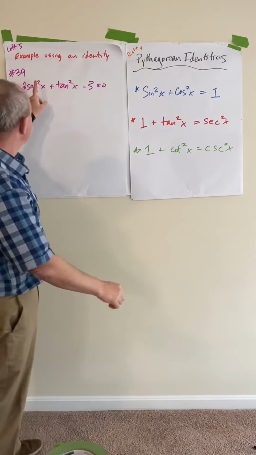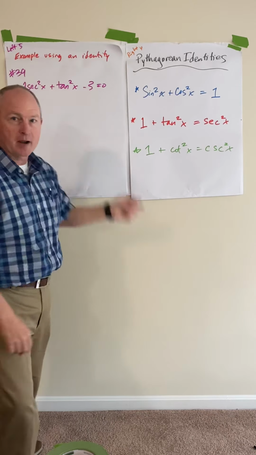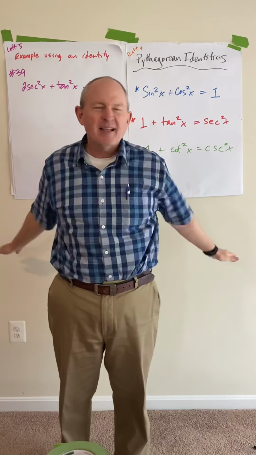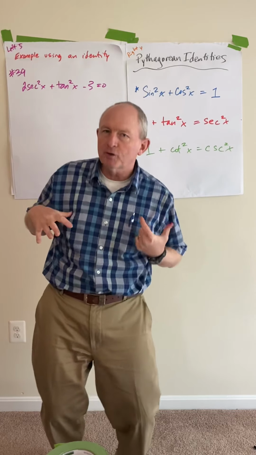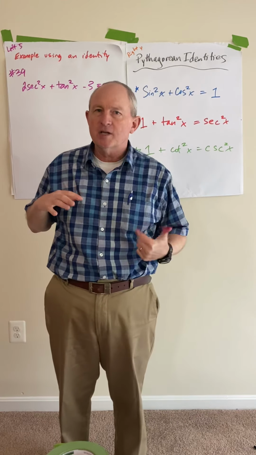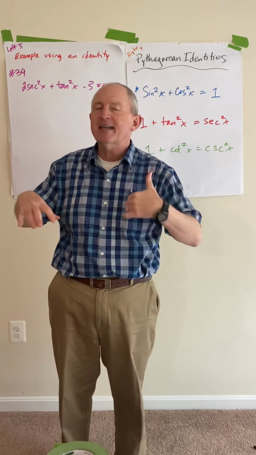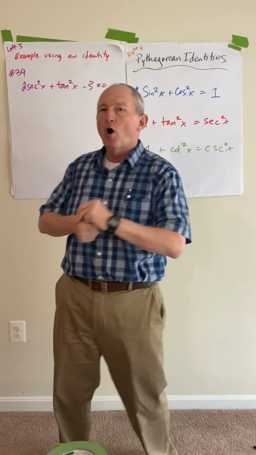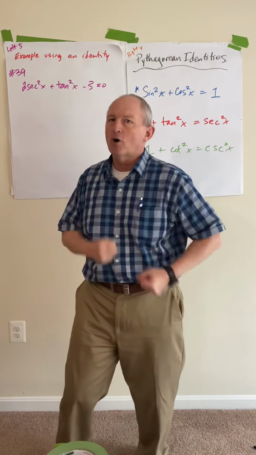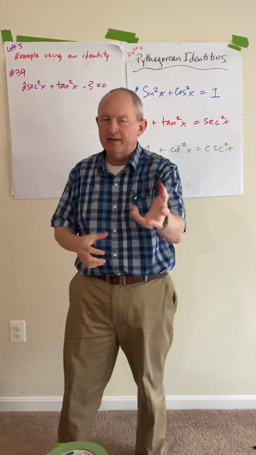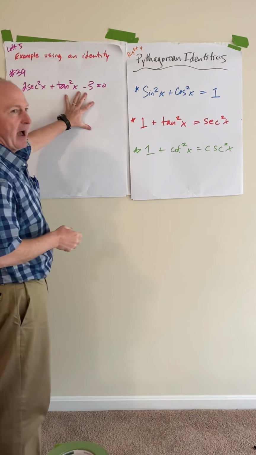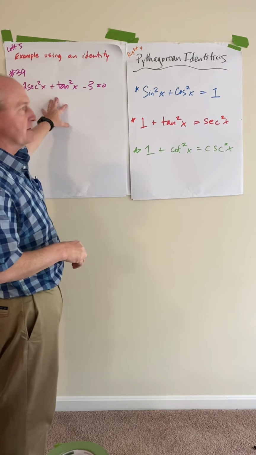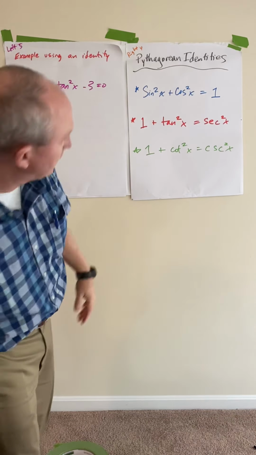Now, we have both secant squared and tangent squared in the same problem, and that's no good. I don't want to go too far with having multiple trig ratios in the same problem. I want to get it all back to either all sines or all cosines or all tangents or all secants. You get the idea. So right now I've got to think, what can I do to this to get either all secants or all tangents?